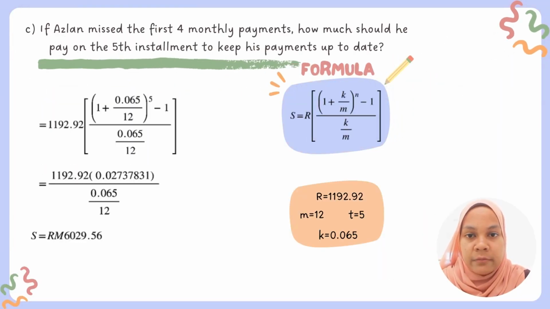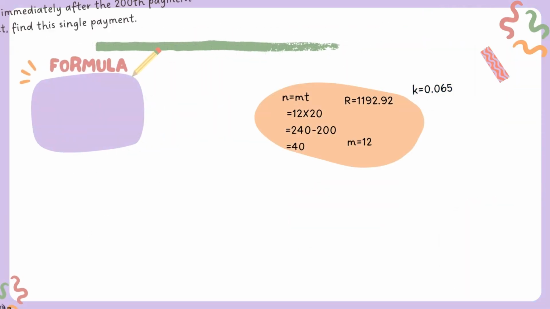So move to the next question, which is 1C. If Azlan missed the first 4 monthly payments, how much should he pay on the 5th installment to keep his payments up to date? For this question, we have to use the formula S equals R in bracket (1 plus K over M) to the power N minus 1, divided by K over M. So N is 5 because it asks how much Azlan should pay on the 5th installment. So just substitute into the formula. So the answer will be 6029.56.